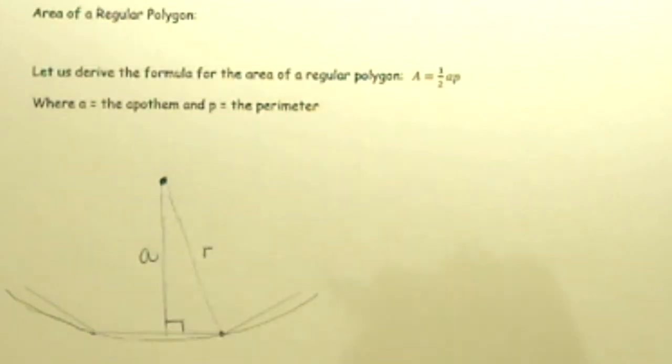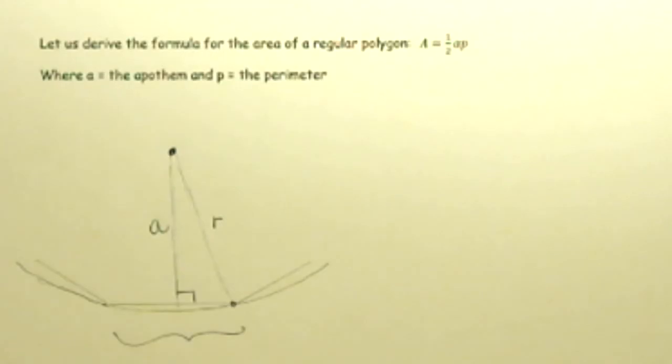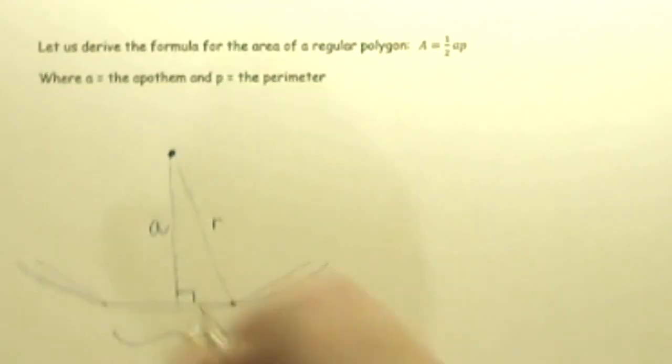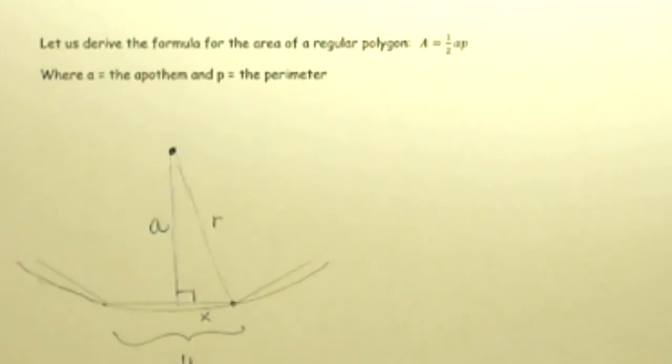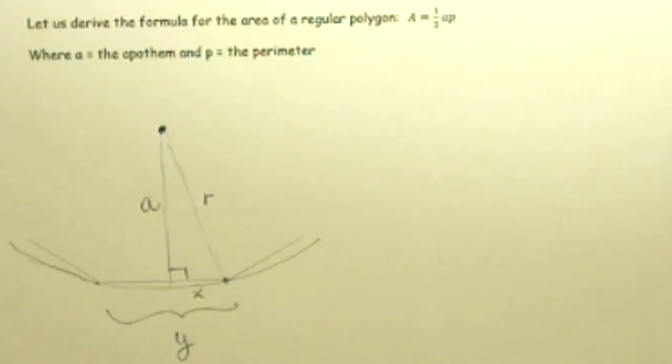This is the apothem, and this is the length of one side down here, which I could call, say, y, and this, say, x, or whatever. So this is the basic terminology that we are working with.